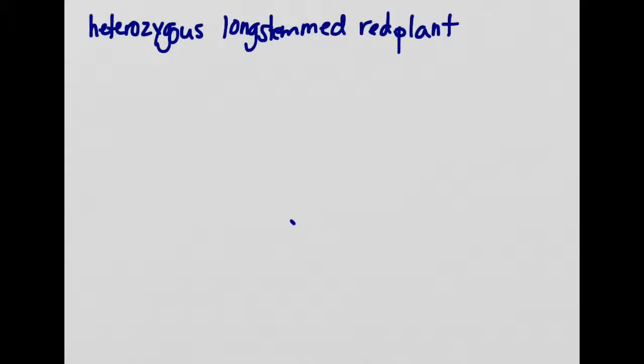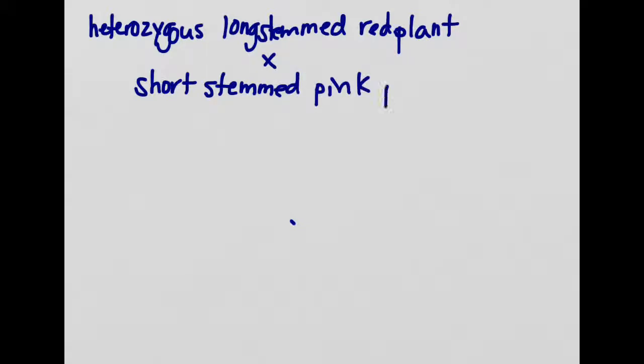But in certain plants, we could say that the flower color is showing non-dominance, incomplete dominance, but the stem length is showing dominance, right? So the allele for the long stem is dominant over the allele for the short stem, and we could do a cross here of a heterozygous long-stemmed red plant, crossing that with a short-stemmed pink plant.